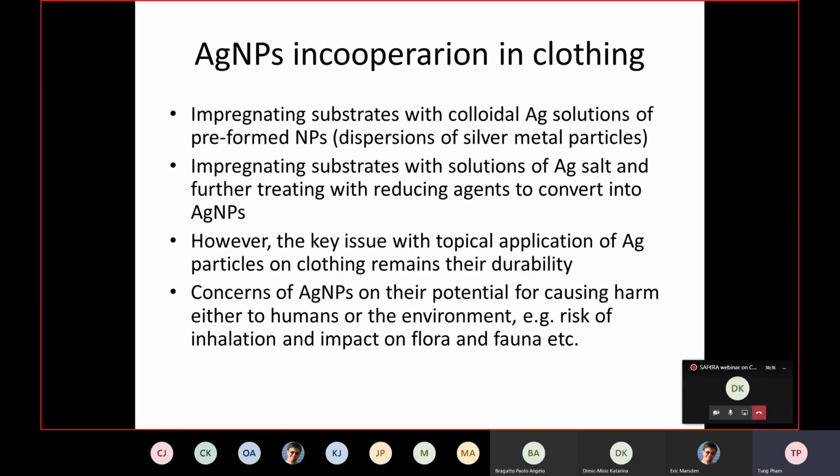Now, let me move to the silver nanoparticles incorporation in clothing. Just a few examples. There are two ways of putting silver nanoparticles into clothing: either by impregnating the substrate with colloidal silver particles, or by reduction of silver particles from silver salts into the fabrics. The key issue of the topical application of silver is still the durability, and the second one is the concern of silver due to the potential risk to humans and to the environment.